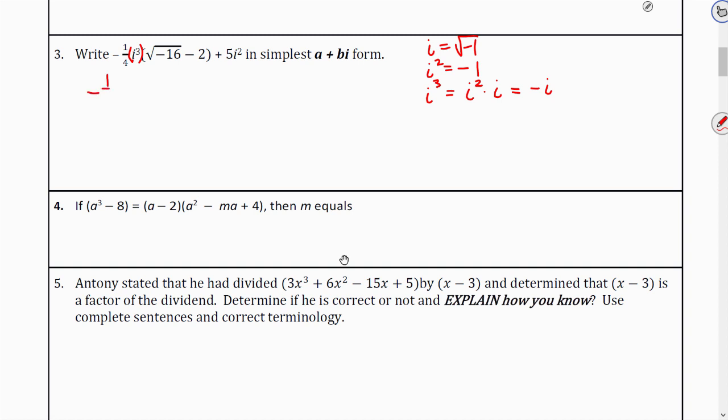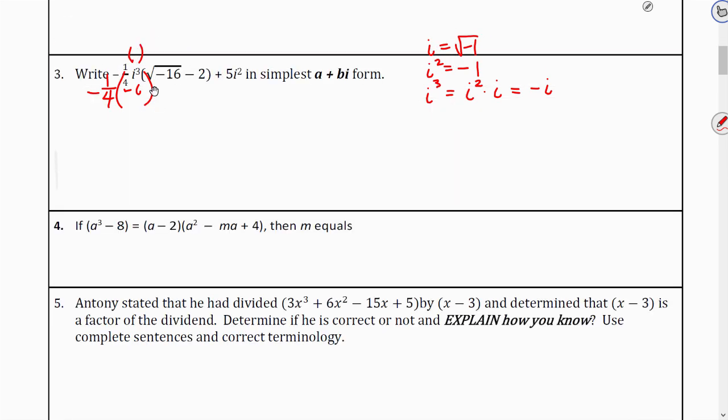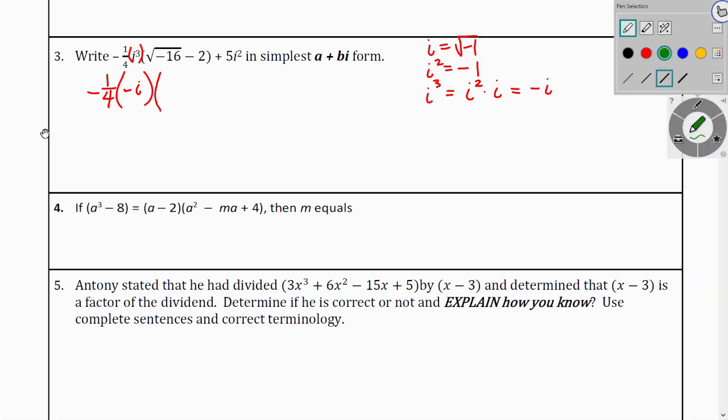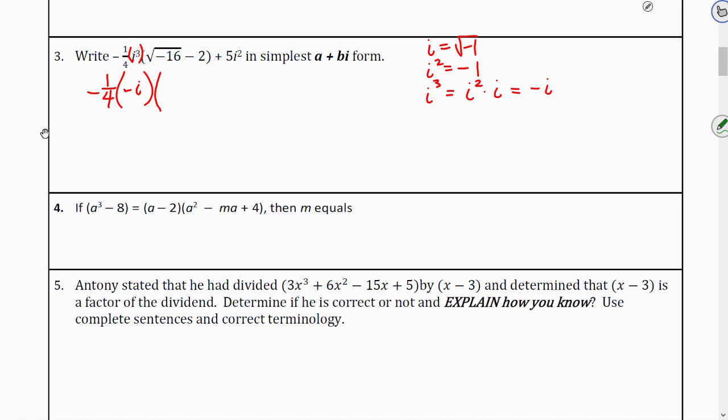So this right here, this i cubed, is negative i. So I have negative 1/4 times negative i. And then inside parentheses, I have the square root of negative 16. Now, the square root of 16 is 4, and the square root of negative 1 is i. So the square root of negative 16 is 4i minus 2 plus 5 times i squared, but remember the i squared is negative 1, so I have negative 1 there. Okay?